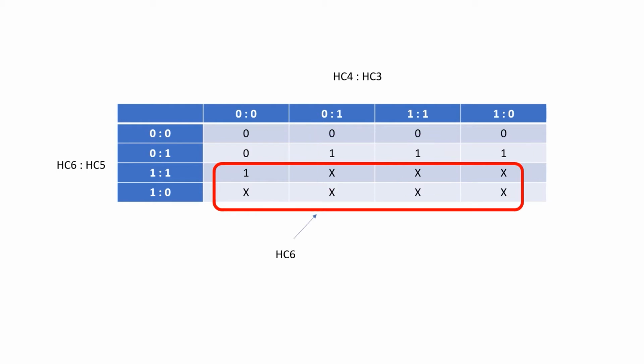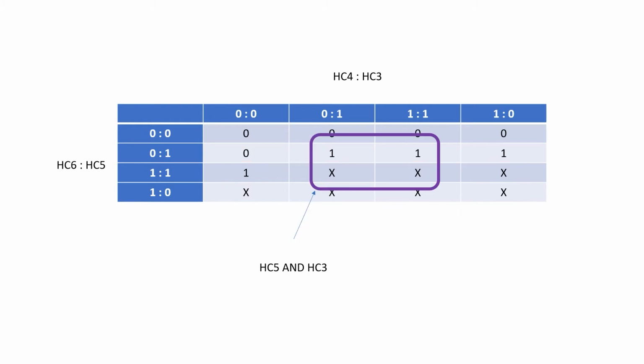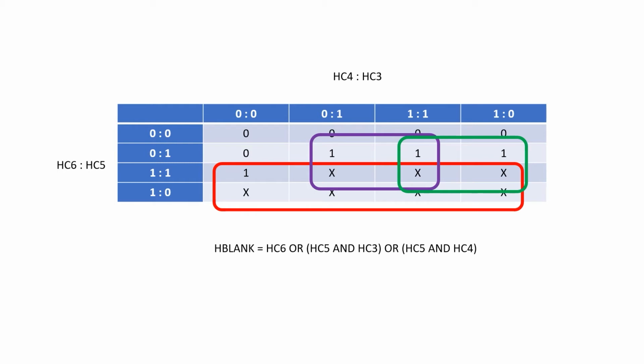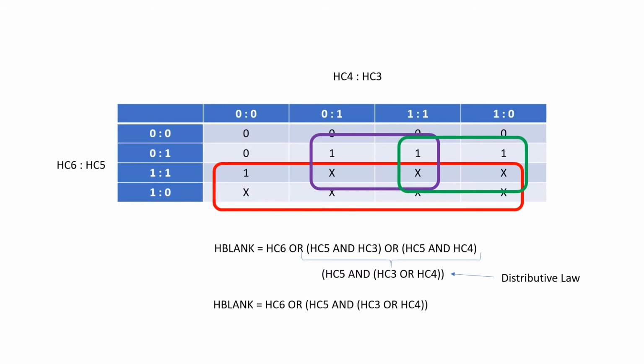Again, I can treat an X as either a 1 or a 0, depending on what's most convenient. The bottom signal is easy, that's just HC6. The purple square is HC5 ANDed with HC3. And the green box is HC5 ANDed with HC4. So the final equation for horizontal blank is HC6 ORed with HC5 ANDed with HC3, and also ORed with HC5 ANDed with HC4. Now in Boolean algebra there's a thing called the distributive law, which says I'm allowed to pull out the common HC5 in this part of the equation.